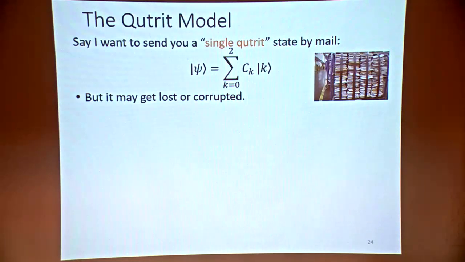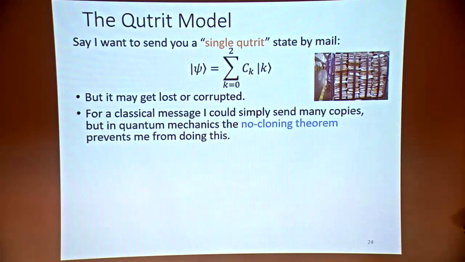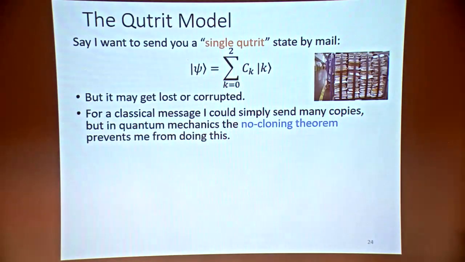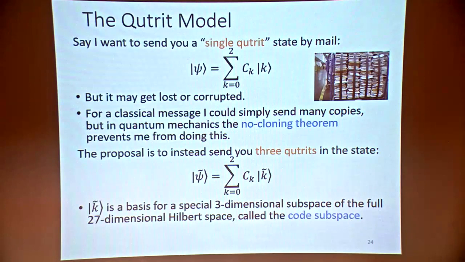If this is a classical message, I can just copy it many, many times, send you all those copies, and if you at least receive one of them, you get the message. But quantum mechanically, I cannot do that because of the no-cloning theorem. The proposal is instead to encode the message in a larger system. In this case, I need 3 qutrits to make it work. The 3 qutrits have a 27-dimensional Hilbert space. I'm going to send you a single qutrit state, so that means I'm going to embed the state in a special 3-dimensional subspace, and that's the code subspace.